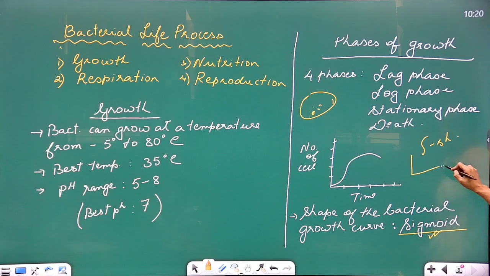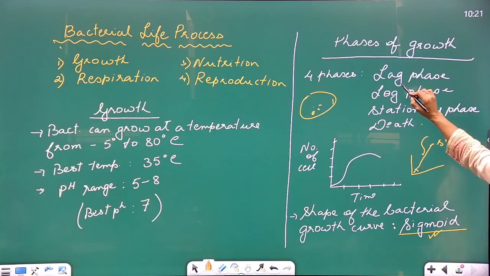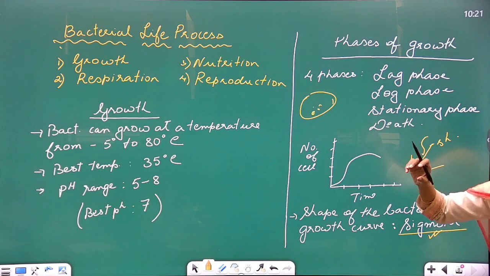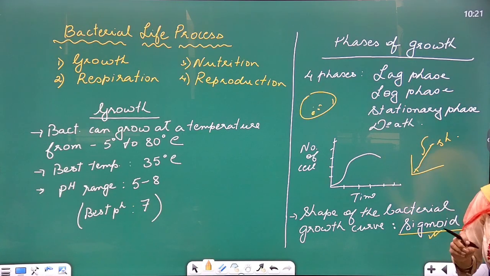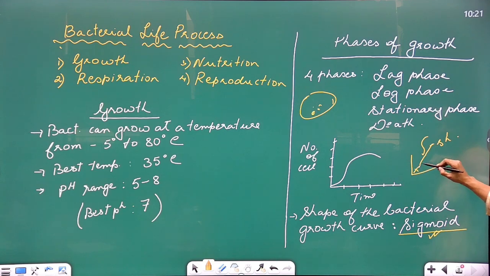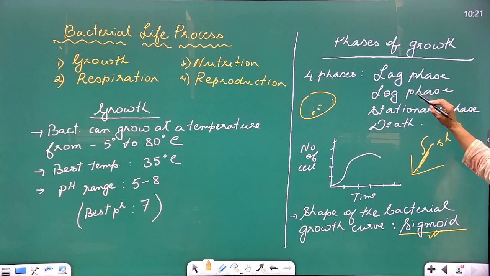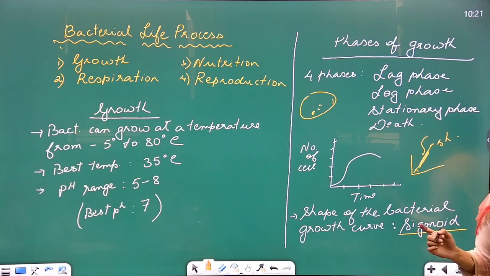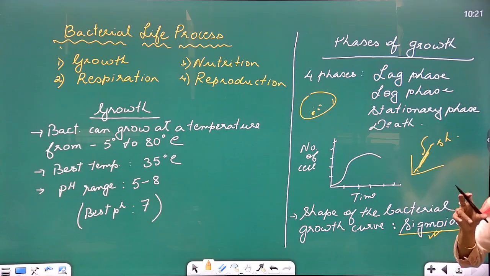Why? Because initially, if you're talking about 1 bacteria, it will grow at a very slow rate. Next it will become 2, then 8, then 16, and then we have exponential growth. So this first phase would be called what? Lag phase. What is the characteristic of the lag phase? The growth is very, very less. After the lag phase, you see this sharp increase. This is called the log phase. The log phase is also called the exponential phase, where maximum growth and maximum multiplication of the bacteria has taken place.